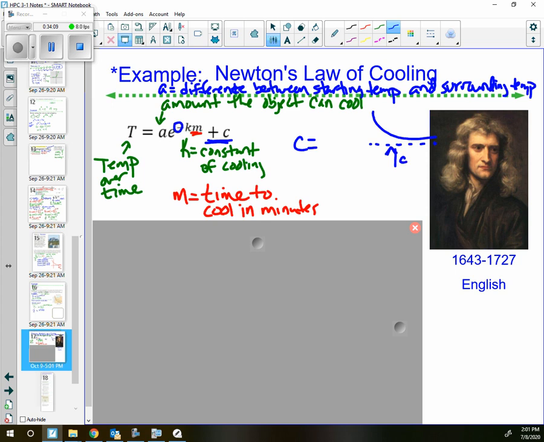Well, that's the room temperature, the surrounding temperature. So this is the surrounding temperature that you're putting your object into. So for me, if I take the pizza rolls out of the oven and set them in my kitchen and it's 70 degrees, the C would be the 70 degrees, that surrounding temperature. So it's going to cool down and approach that value. Now, in reality, it will actually equal that value.